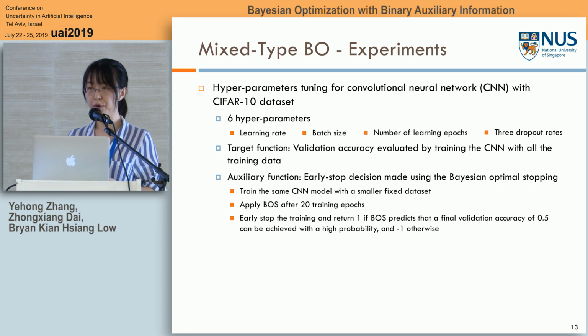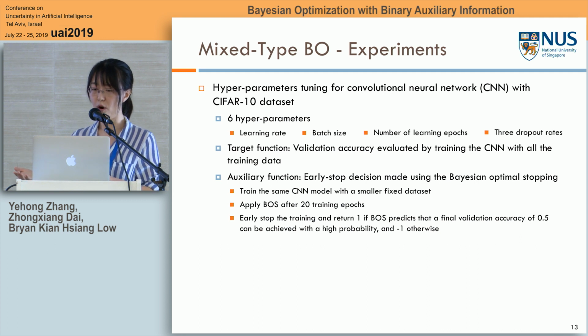The BOS will try to estimate the probability that the final validation accuracy will exceed some threshold when the training finishes. The threshold is set at 0.5 in our experiment. Then if the BOS thinks the probability is high enough, it will stop the training and return 1 or -1 according to its result. Otherwise, it will choose to train one more epoch.